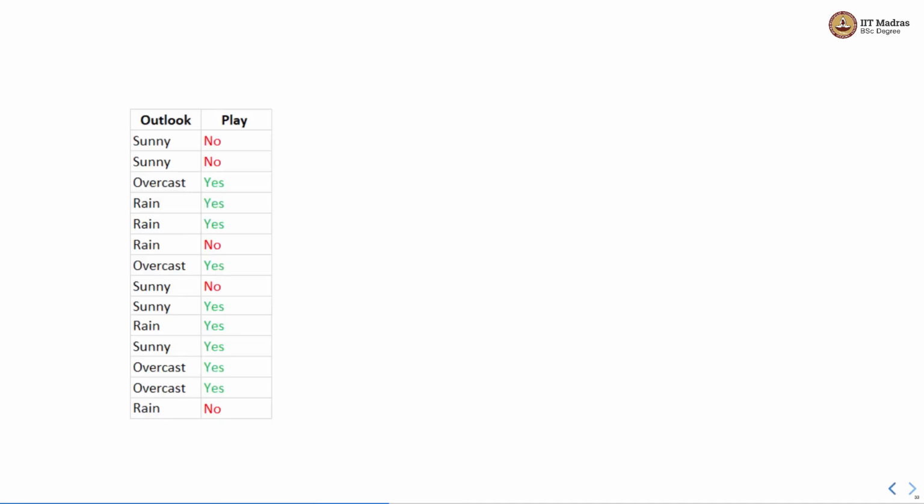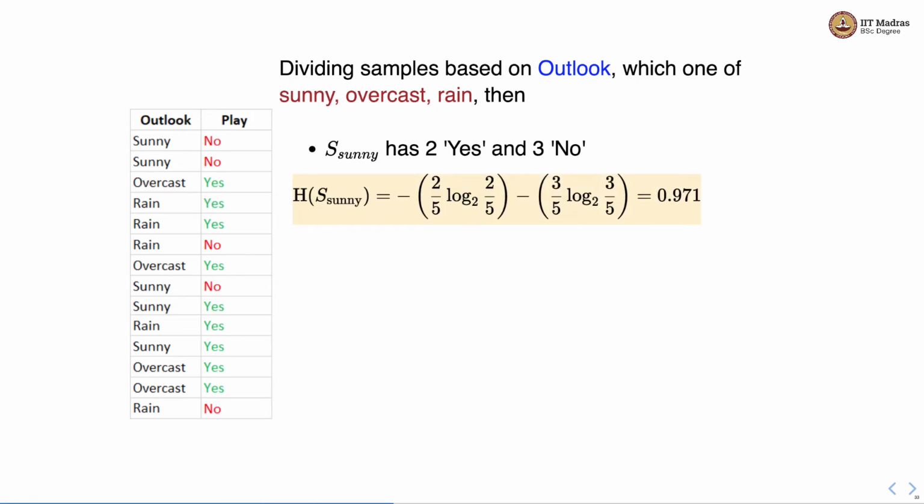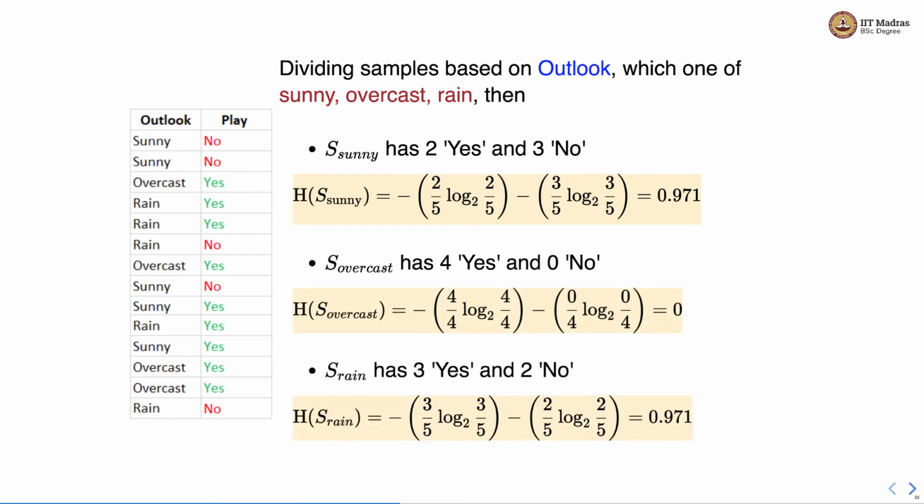Next, we evaluate the outlook feature. There are 3 values in outlook: sunny, overcast, and rain. We calculate the entropy for sunny, entropy for overcast, and entropy for rain. And you can see that the entropy for sunny is 0.971, as well as rain. Rain also has the same entropy, which is 0.971.